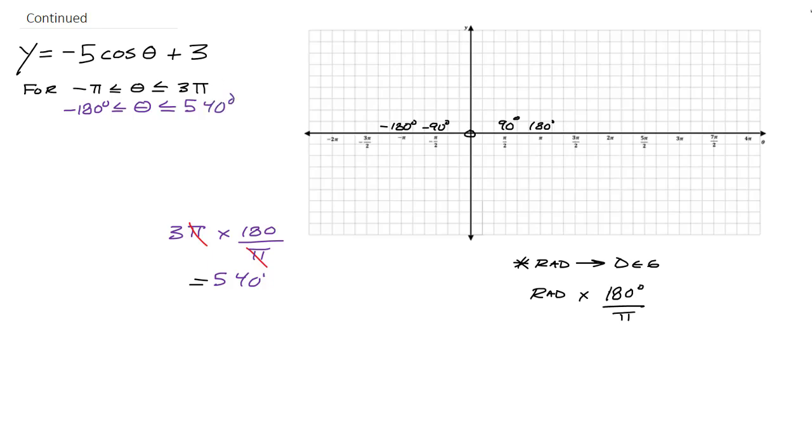Now, I have my graph set up for you guys today. We're just counting by 90s: 90, 180, 270, 360. That's 2 pi, a full circle. Plus another 90 is 450, plus another 90 is 540. So there's my 3 pi, 540. Okay, so that's the first thing. Write this down somewhere. Get it tattooed.